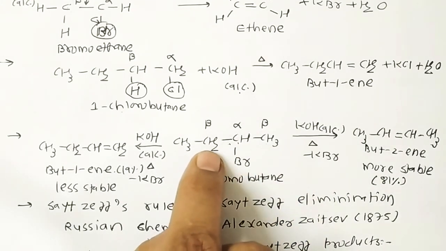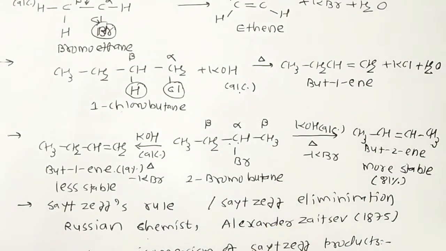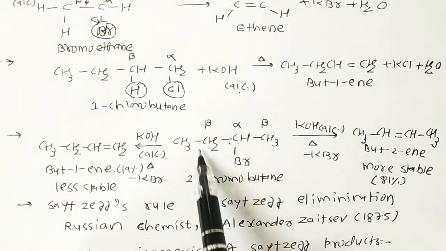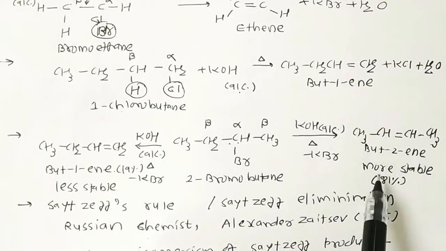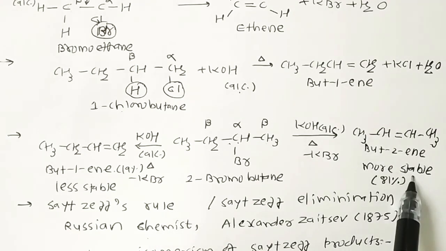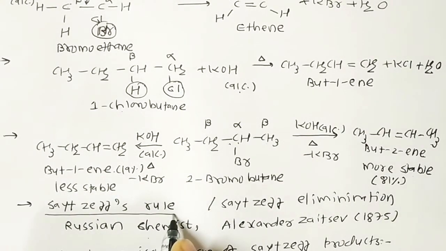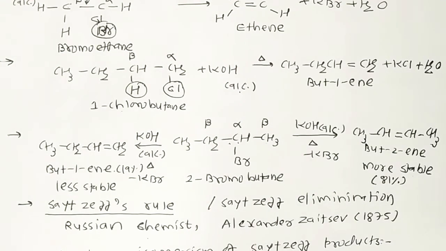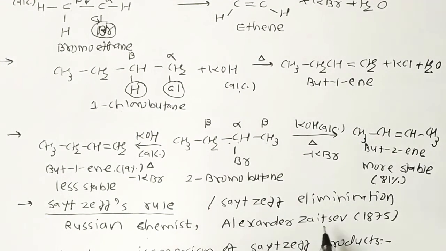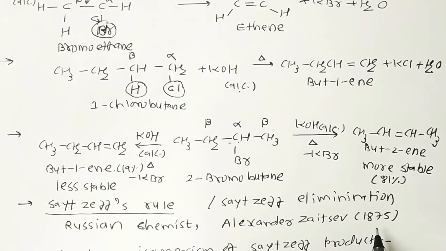So in all such cases, the more highly substituted alkene, or the one having a lesser number of hydrogen atoms on the double bonded carbon atom, is the major product. So this product is major in nature. So 2-butene, 81% product, is more stable in nature. This generalization can be given by the Saytzev rule, because it was discovered by a Russian chemist, Alexander Zaitsev, in 1875.